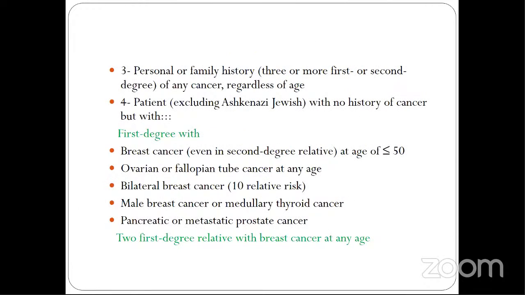If we have personal or family history of breast cancer, 3 or more first or second degree relatives with any cancer, or a patient of Ashkenazi descent with no history of cancer but with a first degree relative who had breast cancer, ovarian or fallopian tube cancer at any age, bilateral breast cancer, male breast cancer, pancreatic or metastatic prostate cancer, or 2 first degree relatives with breast cancer at any age. So do genetic testing.